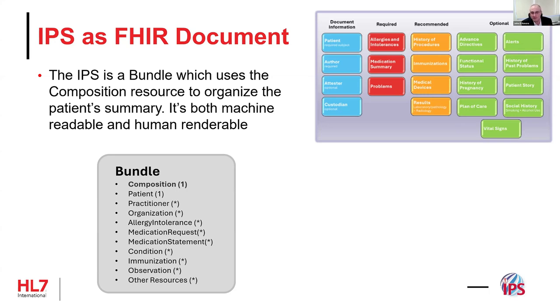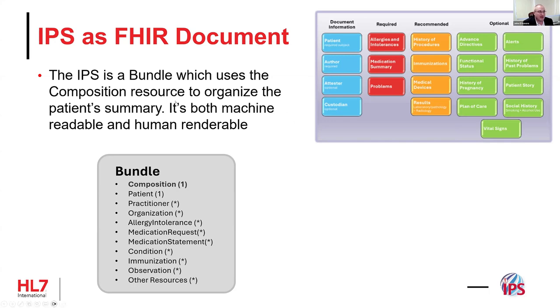And then we have a set of optional sections as well, like advanced directives, alerts, functional status, history of past illnesses, history of pregnancy, patient story, plan of care, social history, and vital signs. So that is really what the IPS is from a content perspective. But to make it implementable, we put it into two different standards within HL7. One is CDA. We won't speak about that too much further today. But the other one is FHIR, or Fast Healthcare Interoperability Resources.